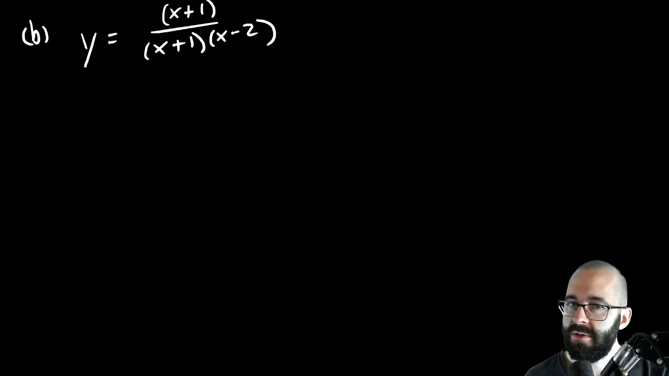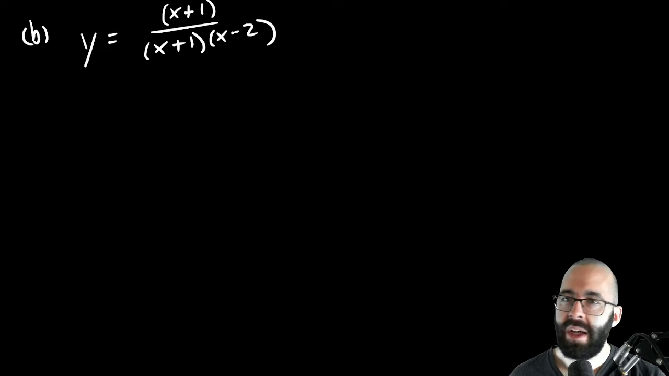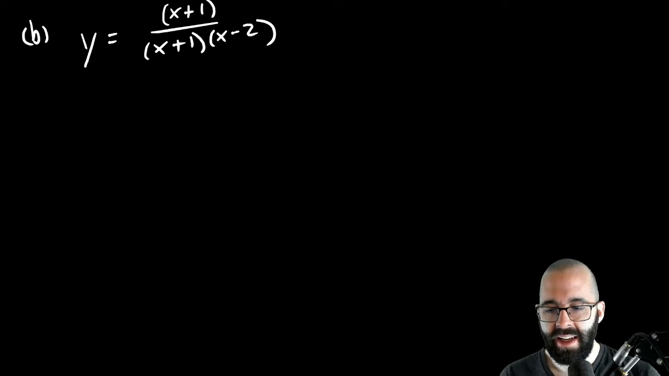Now be very careful here. You might want to cancel. I want to cancel, but we can't cancel here. We'll talk about why we can't cancel right after this problem. But in the meantime, just take my word for it. And again, our domain is going to be everywhere except when the denominator equals 0.